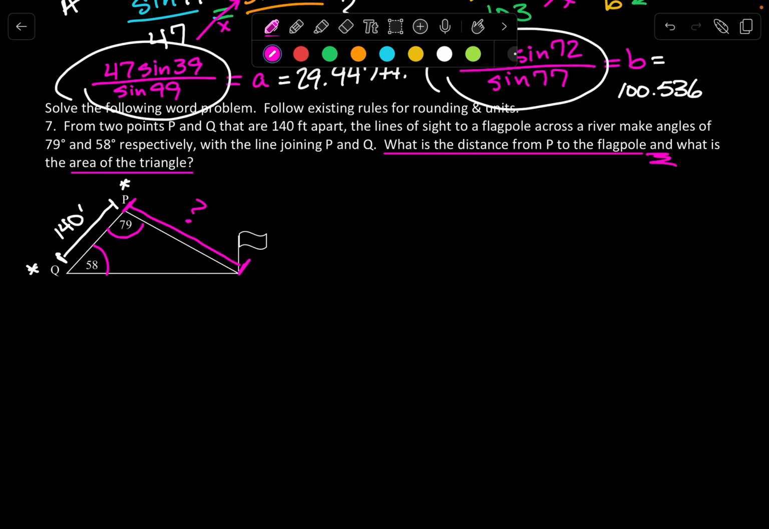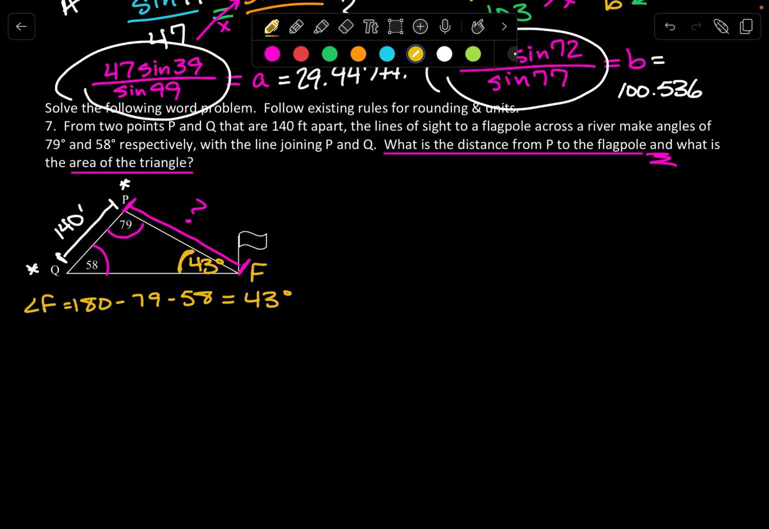So this is a two-part question. First thing we need to identify is what we know. So first, we have this third angle right here. It's P, Q, and we can just call it F because it's where the flag is. Now, I don't know it, but I do know the other two. So let's go ahead and find angle F, and we'll say that it is 180 minus 79 minus 58. And that leaves us with 43 degrees. So we now know all three angles.